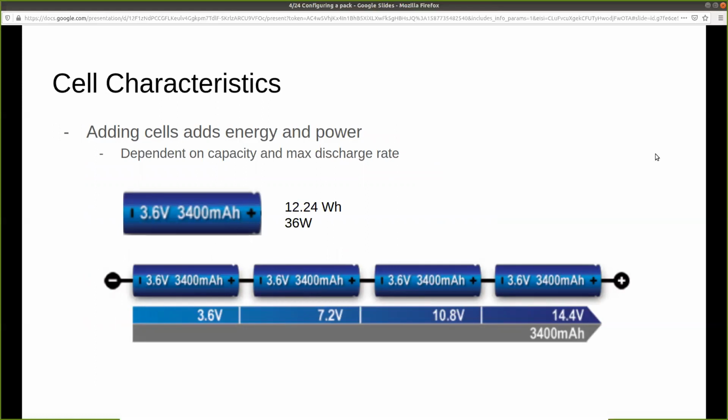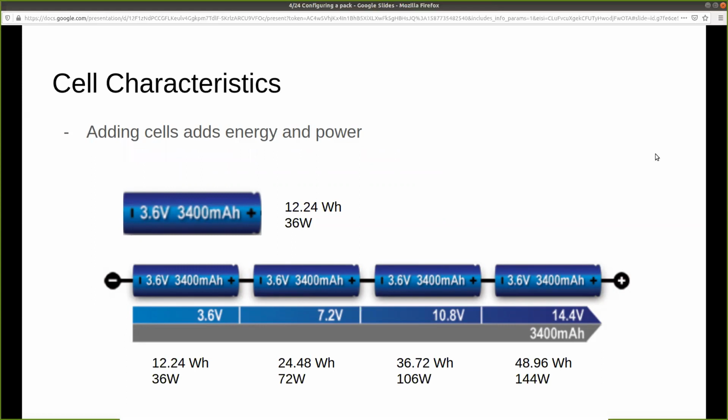So let's talk about adding more than just series and parallel cells together, and this will be based on cell characteristics. A single cell has a certain amount of energy, in this case, 3.6 volts times 3.4 amp hours gives you 12.24 watt hours. And it's the same cell we talked about earlier. Let's say it's 10 amps max discharge, so 10 times 3.6 gives you 36 watts. As we build up this battery pack from one cell, every cell we add adds a certain amount of energy and a certain amount of power capability.